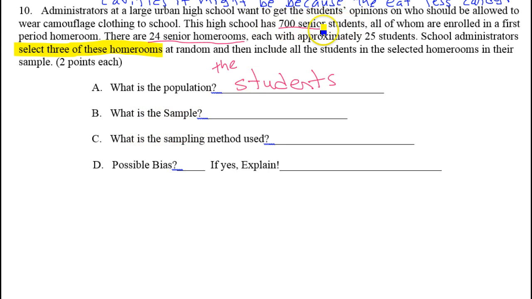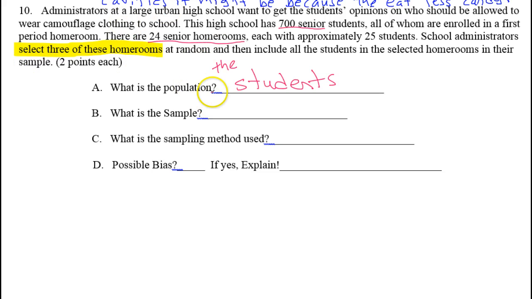So the 700 seniors, no. Did they all get surveyed? No. So they're not the sample. 24 senior homerooms, is that the sample? No. Did all the 24 senior homerooms take the survey? No. School administrators selected 3 of the homerooms at random and then included those students in their sample. All right, so that's it.